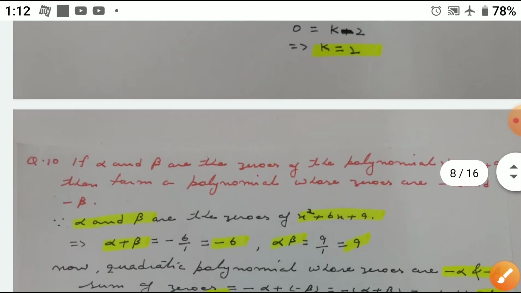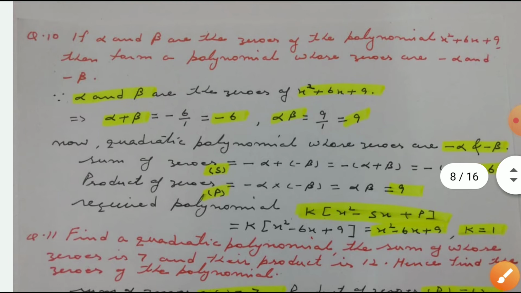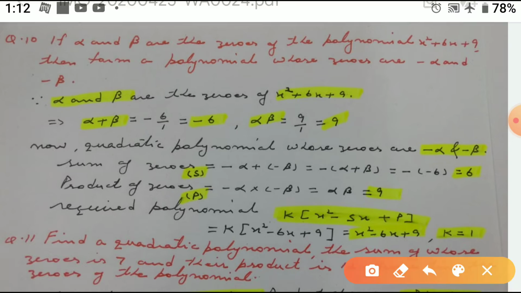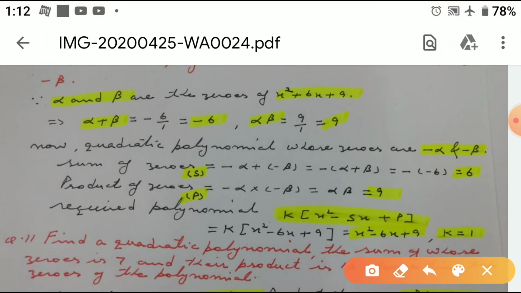Now come to question number 10. If alpha and beta are the zeros of the polynomial x square plus 6x plus 9, then form a polynomial whose zeros are minus alpha and minus beta. So alpha and beta are zeros of this polynomial. So the value of alpha plus beta is minus b upon a, that is minus 6 upon 1, which is minus 6.